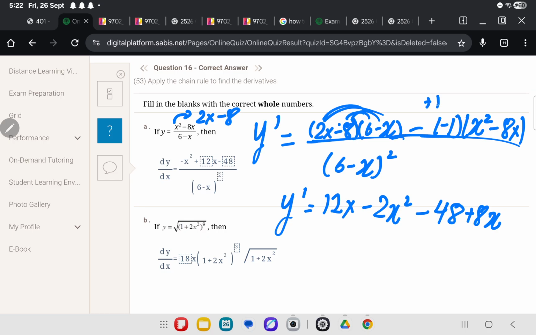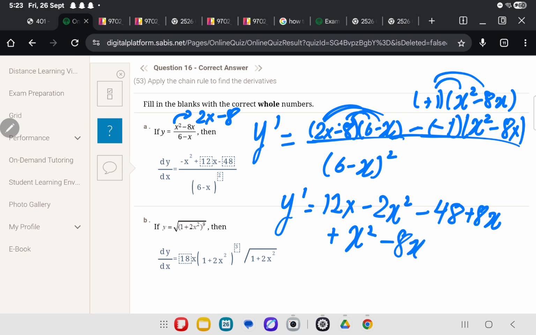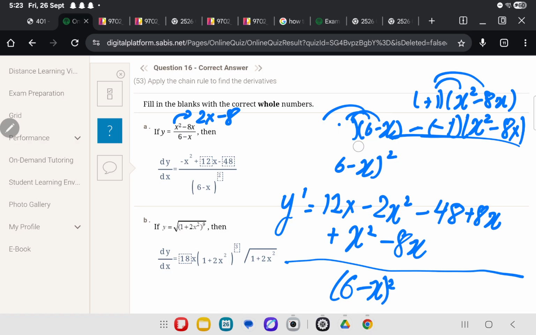So this is actually plus 1 into x squared minus 8x. The minus and minus, I combined them to make a plus, and I just rewrote it for anyone who's confused. So this is going to give me plus x squared. I'm expanding plus 1 into this, so it just stays the exact same thing, minus 8x. And this is all over 6 minus x squared. This looks very confusing because I don't have enough space to write it, but now I can simplify the whole thing.